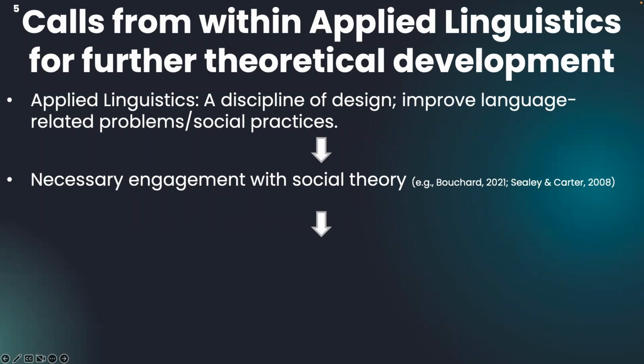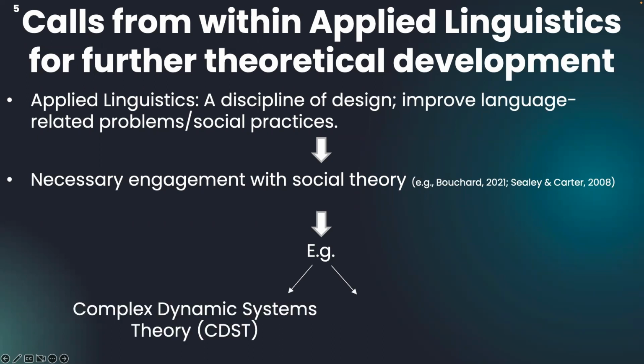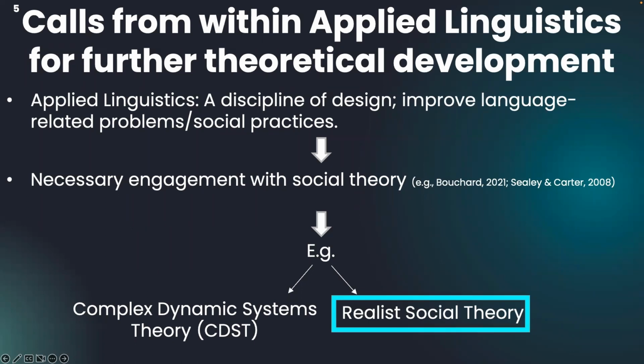And while some pioneering attempts were made, usually through complex dynamic system theory, another approach that I saw, and that has been used rather little in applied linguistics, is engagement with realist social theory. And this is the path that I took by engaging with social realism via legitimation code theory.